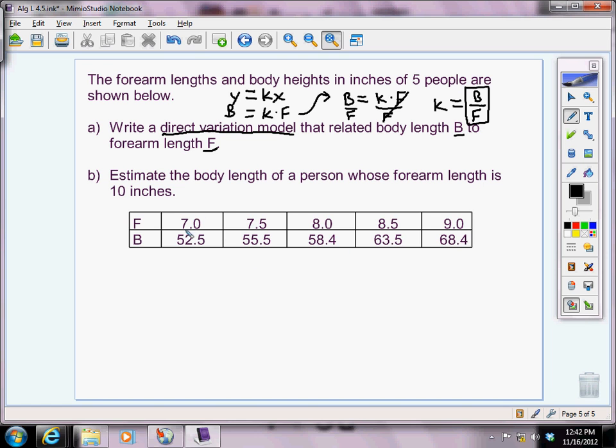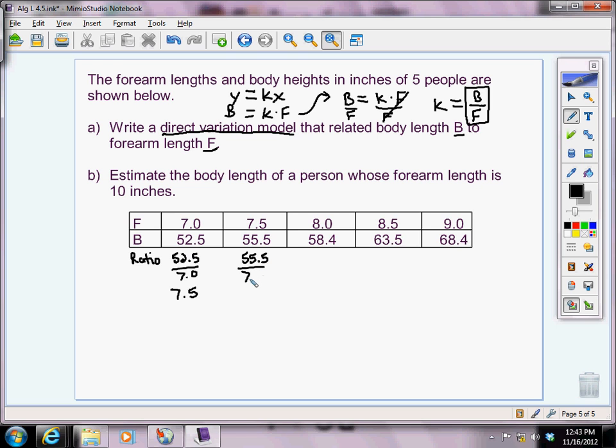So what we can do when we're given multiple pieces of information, instead of having to solve 5 equations, we can write 5 ratios and take the average. Here, we're going to add something to this column and find the ratios. I'm just going to divide body length by forearm length. If I go 52.5 divided by 7.0, I get 7.5. I'm going to do the same thing here.